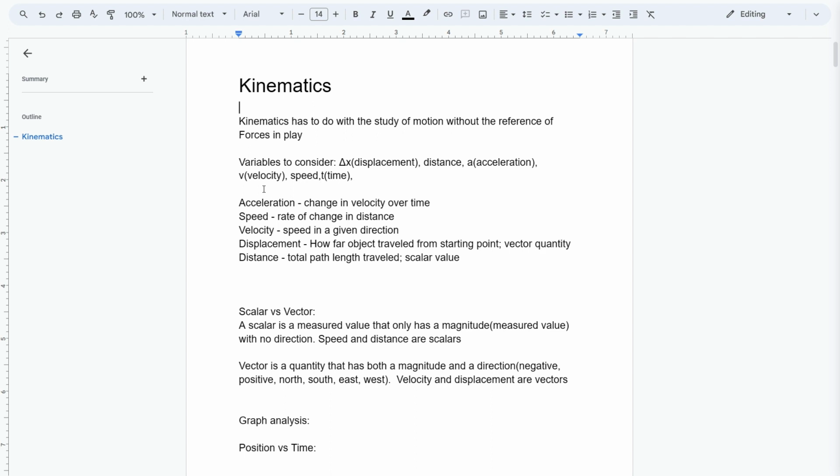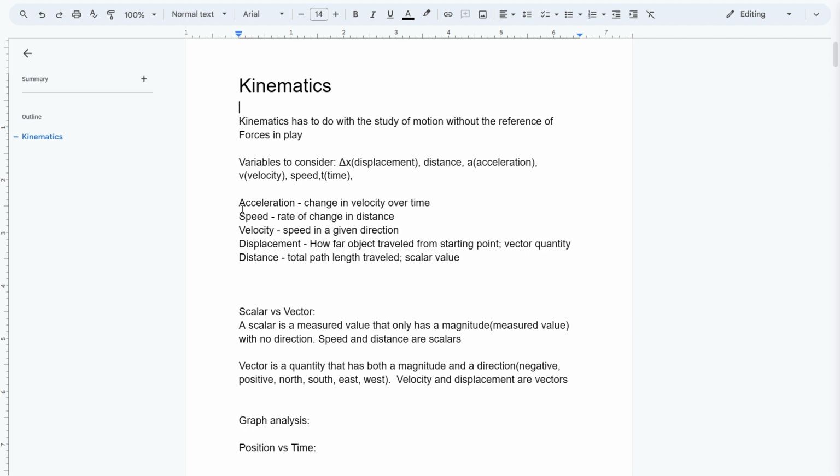And let's move on to scalars and vectors. So a scalar is a measured value that only has a magnitude with no direction. So speed and distance are your most common scalars that I'll be taking a look at in kinematics.